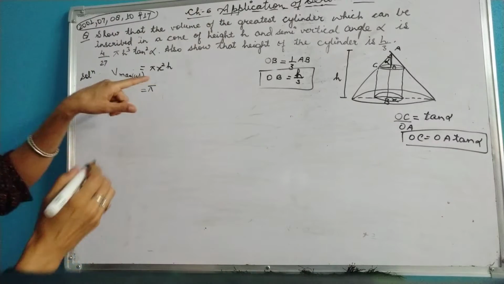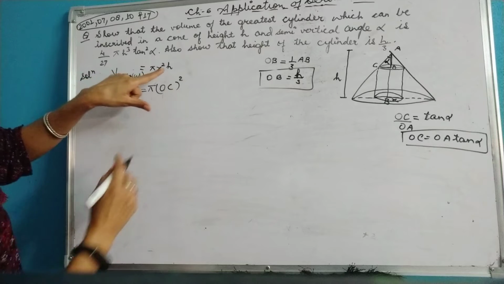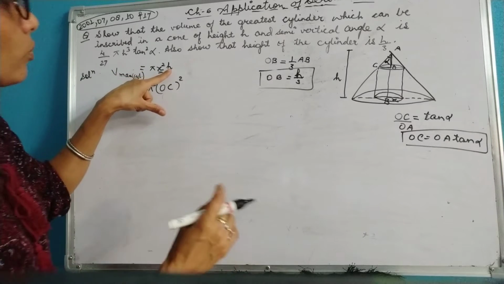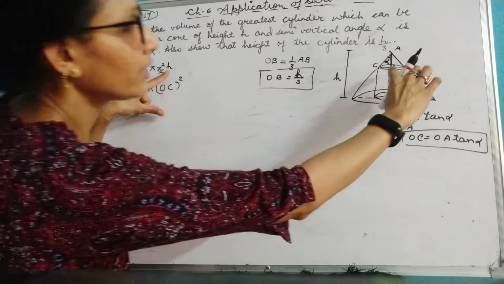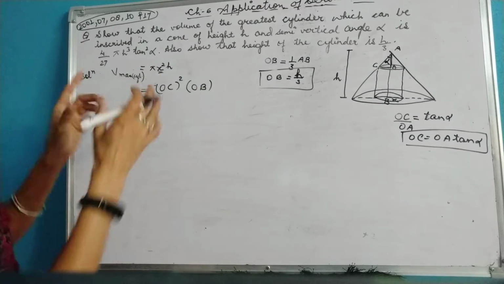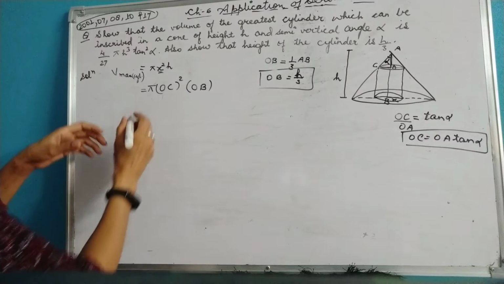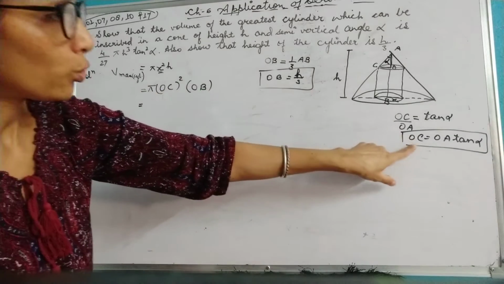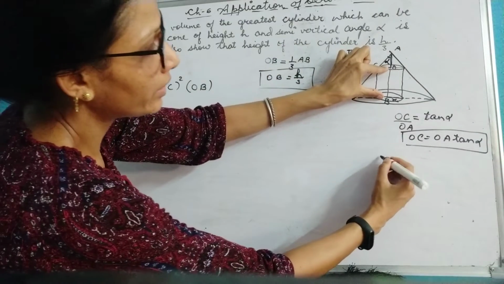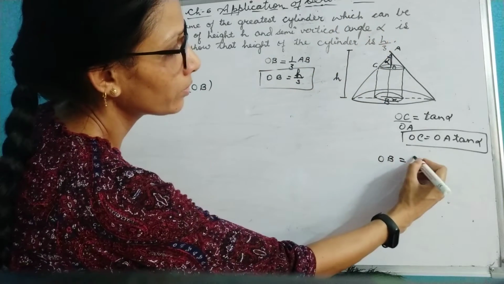And what is your x here? It is OC only. This is your OC square. And what is the height of the cylinder over here? So I will replace this h also. This height of the cylinder is OB, so this can be written as OB. This is the formula which we write in general, and here I have changed it according to the diagram. So you need to calculate now OC, which I have calculated, and OB. Now this OB can be written as AB minus AO.